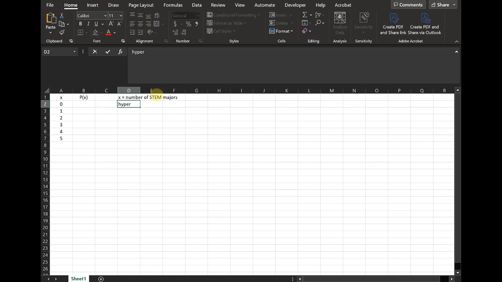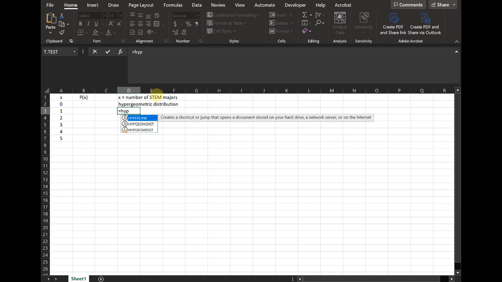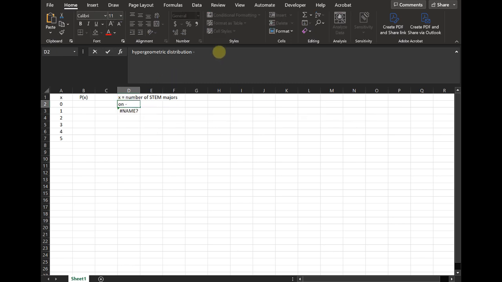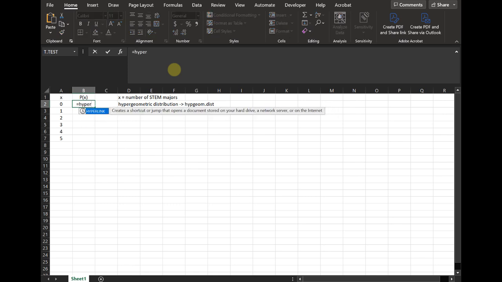Now, since we're talking about the hypergeometric distribution, there is an Excel formula for this. If I just type in hype, you'll see that you get HYPGEOM.DIST. So I'm just going to point that out. That's HYPGEOM.DIST, but you can make a pretty good guess as to what that formula needs to be. This is going to be what calculates our different probabilities. So let's go ahead and set this up. HYPGEOM.DIST.